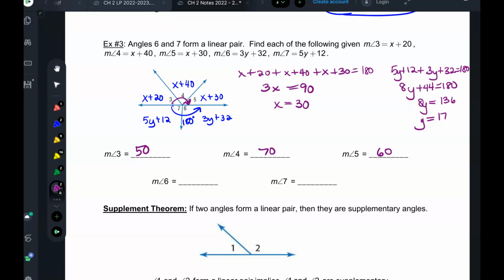And how about the other one? So 5y plus 12 for angle 7 and 3y plus 32. 5 times 17 is 85, plus 12, that's 97 for angle 7. And 3 times 17, so that's 51, plus 32 is 83. Do 83 and 97 add up to 180? Yeah. Yep.